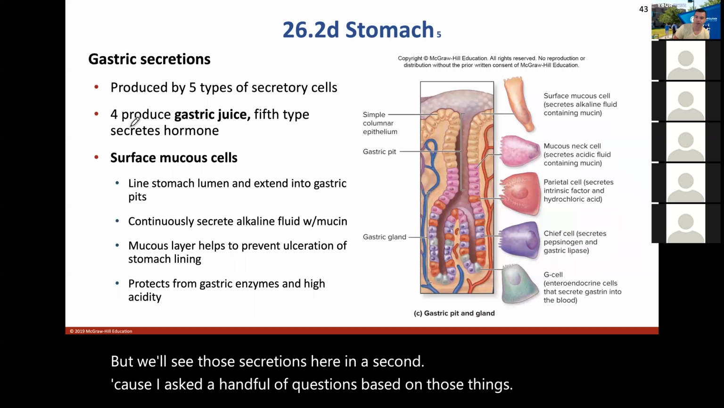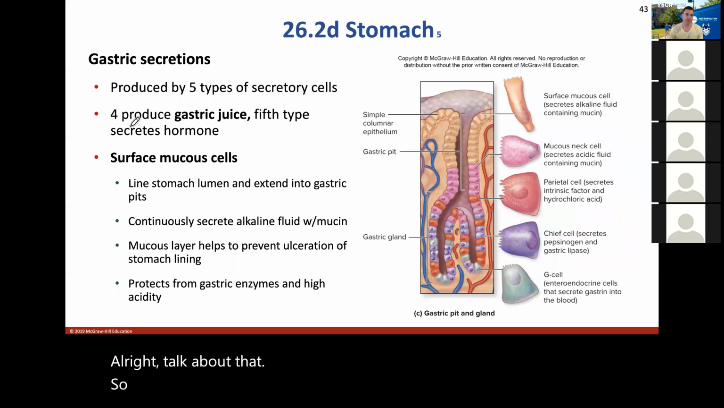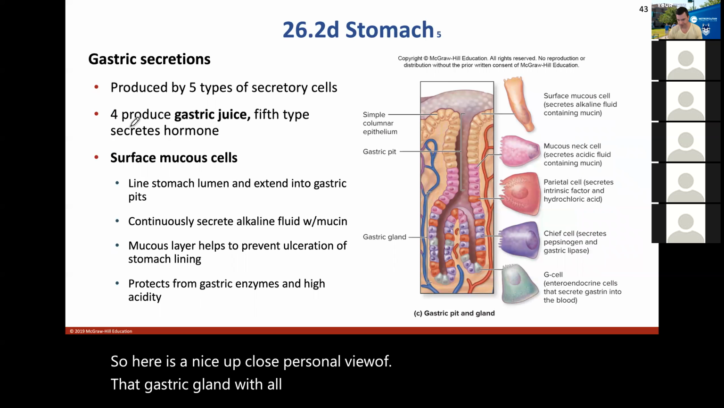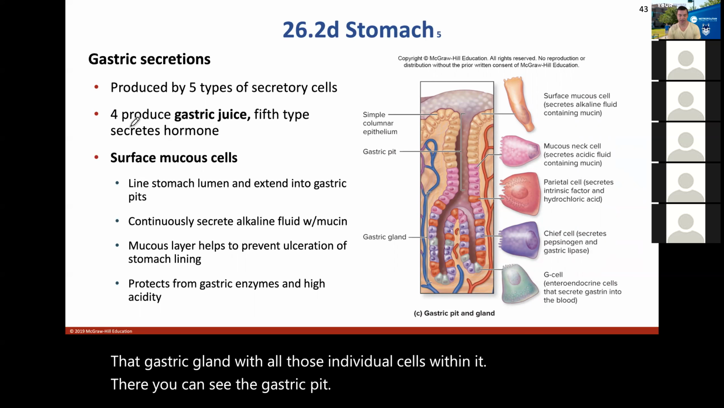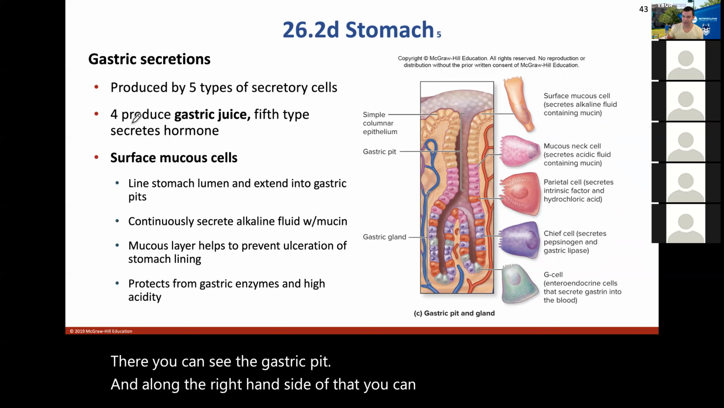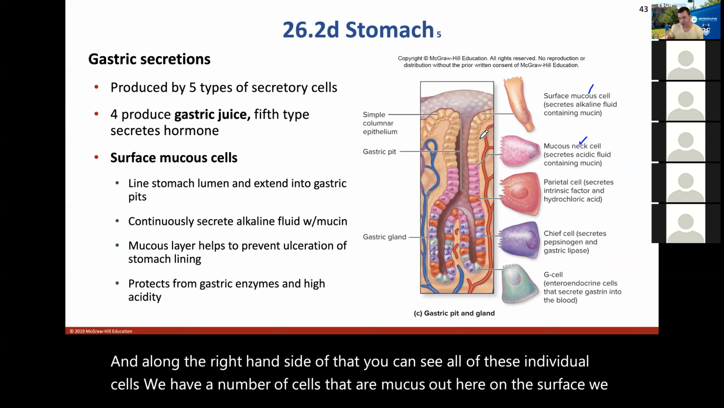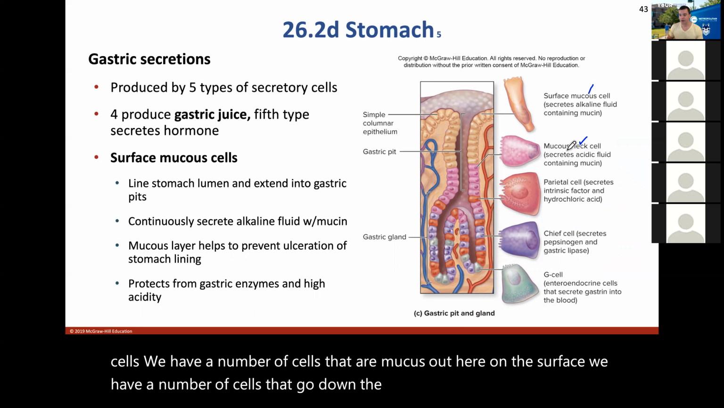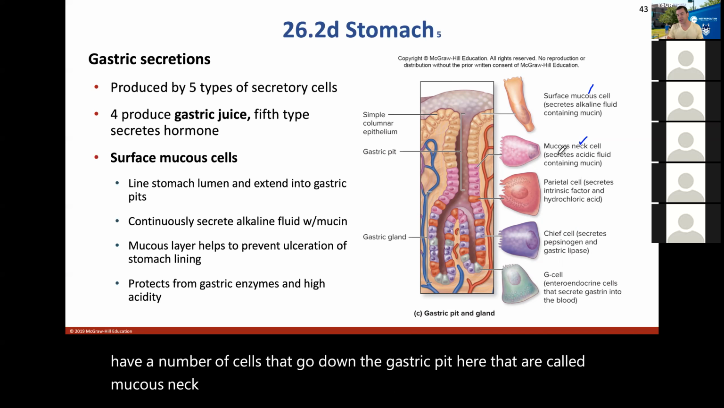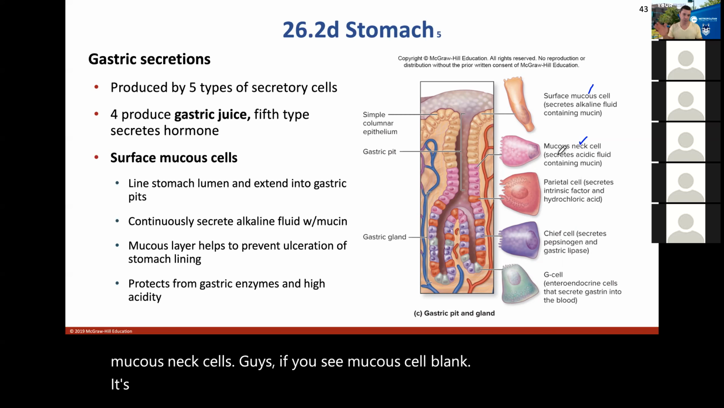So here is a nice up close view of that gastric gland with all those individual cells within it. There you can see the gastric pit. And along the right-hand side, you can see all of these individual cells. We have a number of mucus cells out here on the surface. We have a number of cells that go down the gastric pit that are called mucous neck cells. Guys, if you see mucus cell, it's always associated with producing mucus.